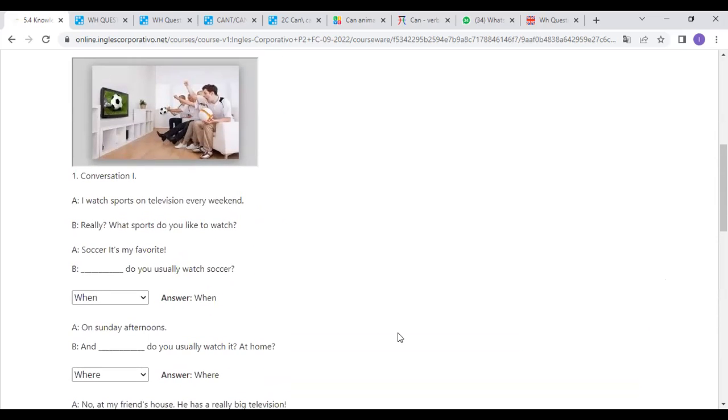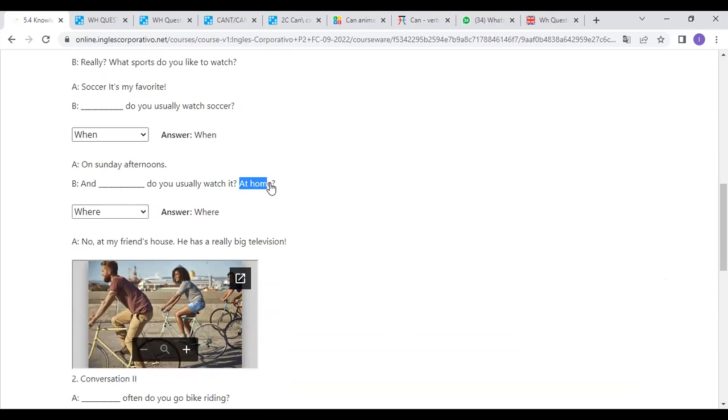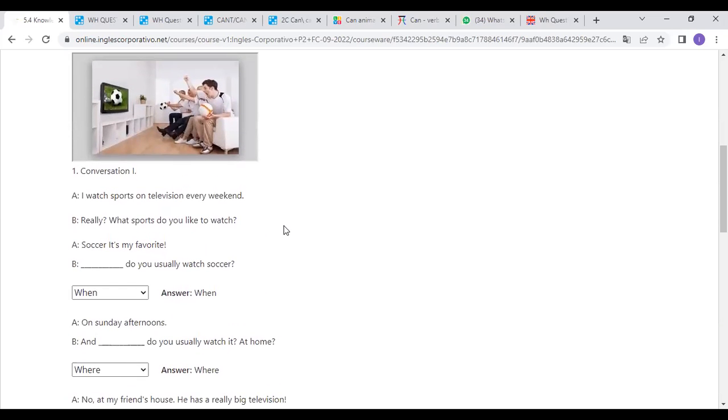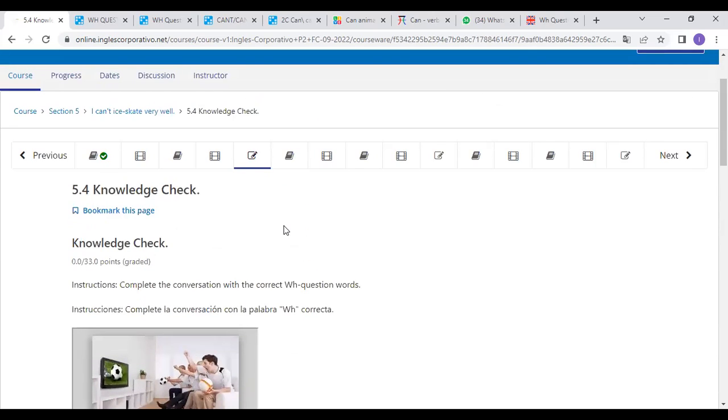Okay, excellent. También la respuesta tiene mucho que ver, ¿verdad? Exactly. Si ustedes se fijan aquí en la primera, do you usually watch soccer? Y tenemos la respuesta, on Sunday afternoon. El domingo en la tarde. Ah, entonces, si le estoy dando el día, entonces me está preguntando cuándo, okay? When, okay? Y aquí me dice, at home, en casa. No, en la casa de mi amigo. Okay? Entonces me está diciendo un lugar. Where? Right, donde. See, guys? So, well, I guess everybody finished this. La mayoría terminó este ejercicio, right, guys?